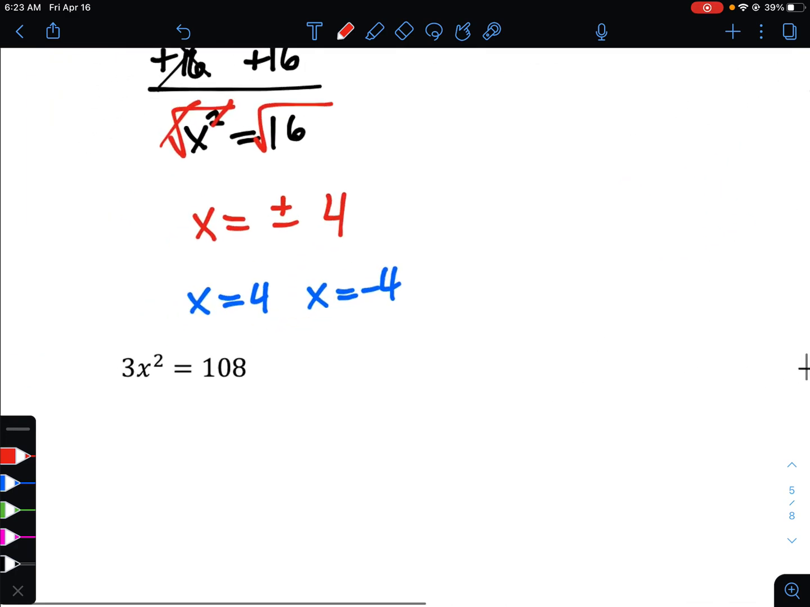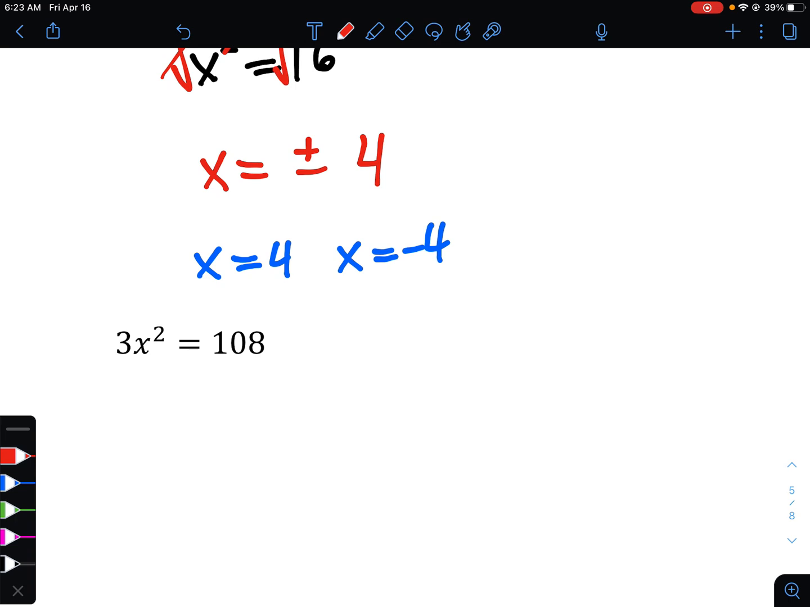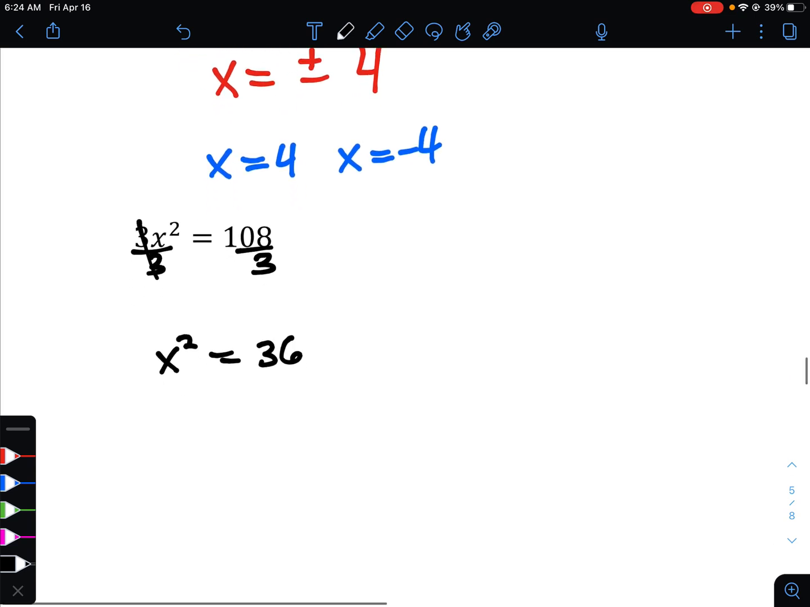All right. On the next example, we've got 3x squared is equal to 108. So let's start by getting x squared by itself. So we're going to actually start this time by dividing by 3 on both sides. That way we can say that x squared is equal to 36. Next, we'll go ahead and take square root of both sides of our equation. That'll leave us with x on the left side, and the square root of 36 is 6.